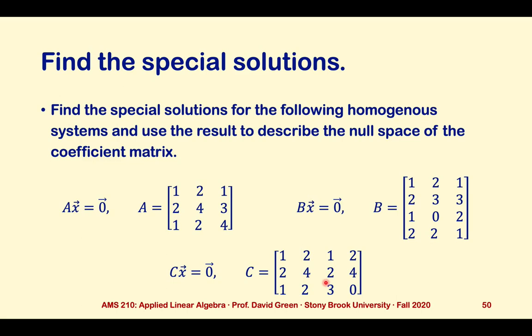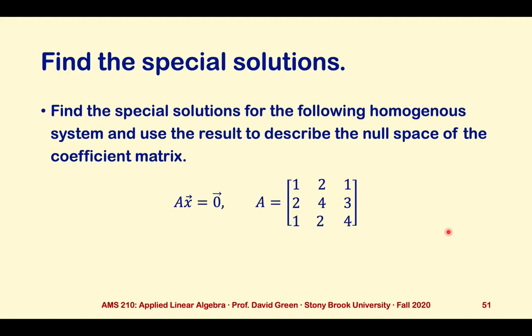You can either pause your video now and try to work through all three systems, and then resume, or you can continue and pause before we consider each individual system. So let's begin with the first. A 3 by 3 coefficient matrix, and we find the special solutions to this homogeneous system of AX equals 0 and describe its null space. Pause your video and then resume after you've completed your own work.